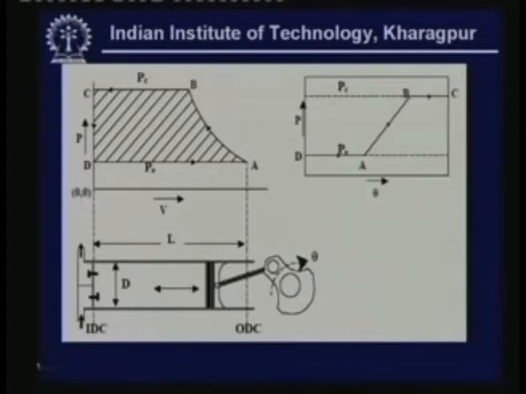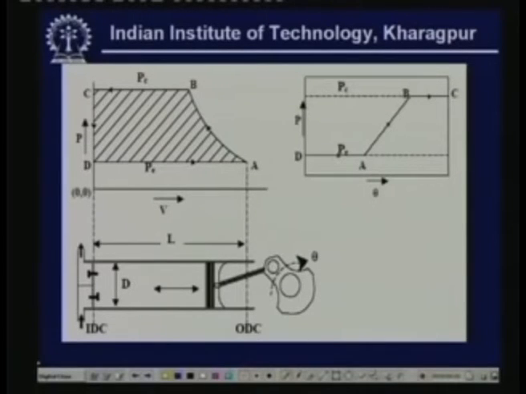This picture here shows an ideal compressor without clearance on a PV diagram. You can see the volume is on the x axis and pressure is on the y axis, and it is also shown on a P theta diagram. Theta is the crank angle, P is the pressure. And the schematic of the compressor is shown here.